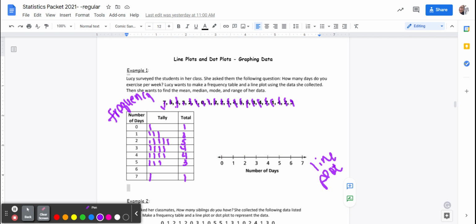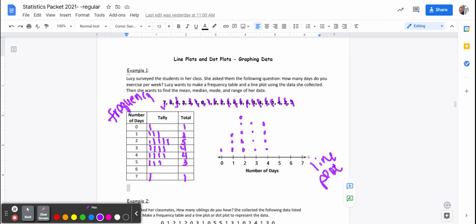The next part is just to make the dot plot. Now, it's kind of tricky. You want to try to keep it as even as possible. What am I doing? I'm just making the number of dots for each data point. It's pretty simple, right? There's 5 2s, so I made 5 dots above 2. There's 4 3s, so I'm going to put 4 dots above 3. 4 4s.